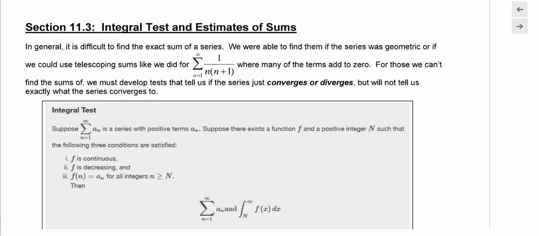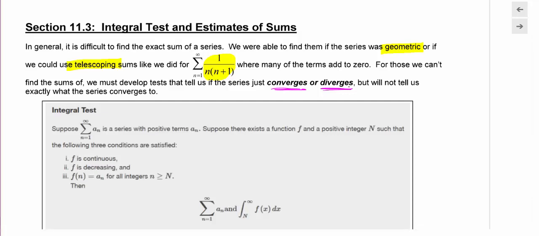In general, it's pretty difficult or impossible at times to find the exact sum of a series. We had talked about if it was specifically geometric or if it was telescoping, like when we use partial fractions, or many of the terms add to zero, then perhaps we can do that. But for the rest of those infinite series, we really can't determine what the sum is. But we must use these tests just to tell us if it does converge or would it diverge. But it won't tell us exactly what it would converge to.